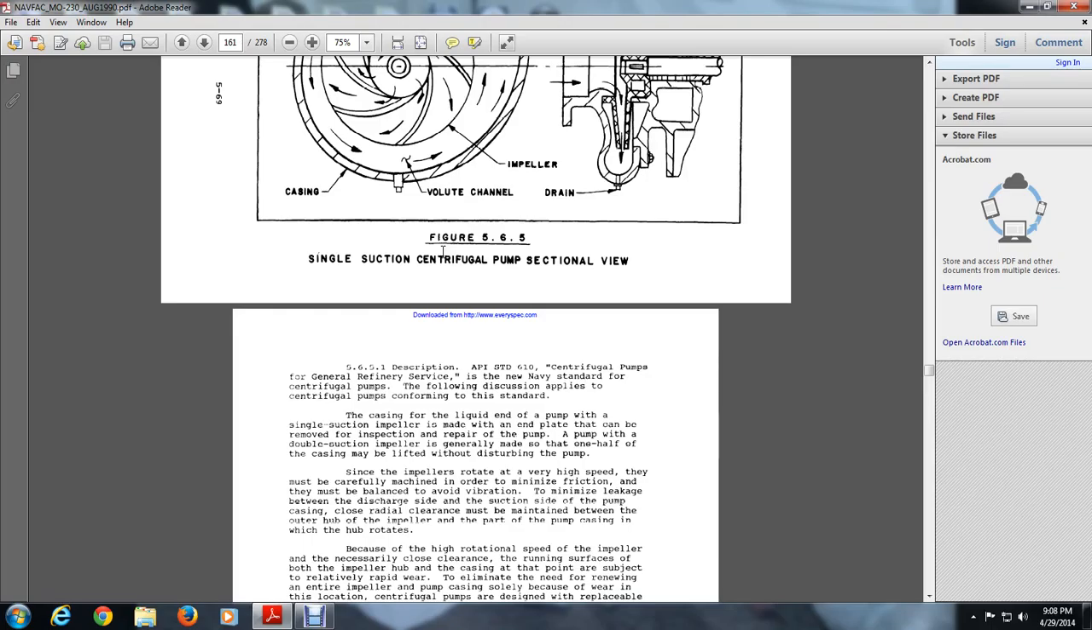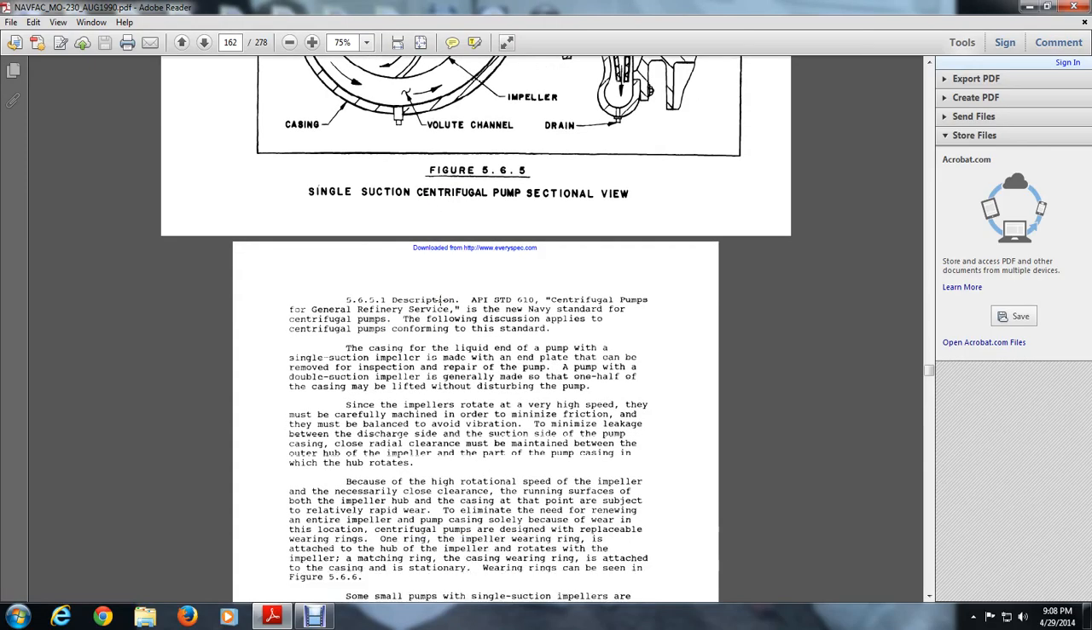In a pump with a double suction impeller, the casing is generally made in two halves, and one half of the casing may be lifted without disturbing the pump. Since the impellers rotate at very high speed, they must be carefully machined to minimize friction, be balanced to avoid vibration, and minimize leakage between the discharge and suction sides of the pump.